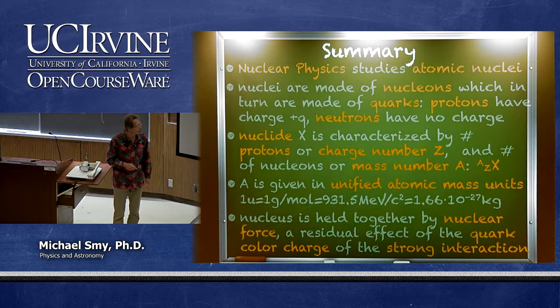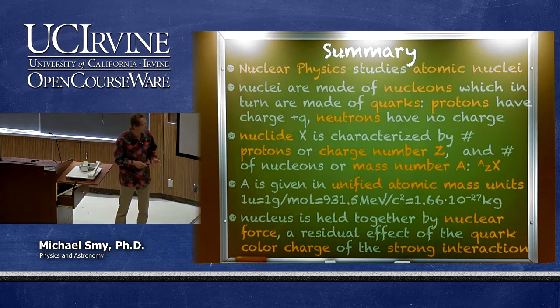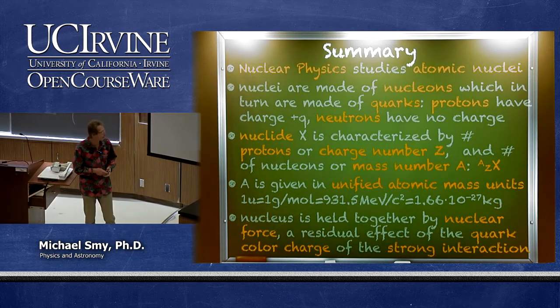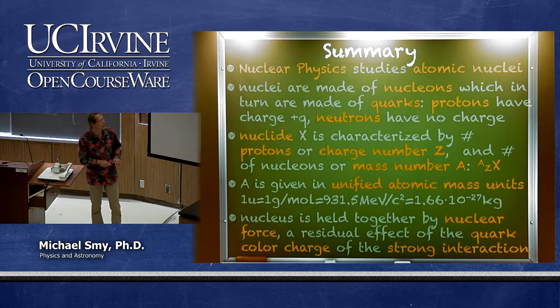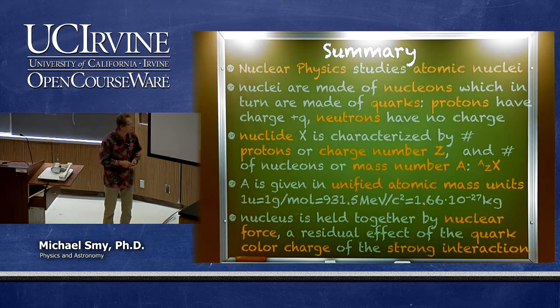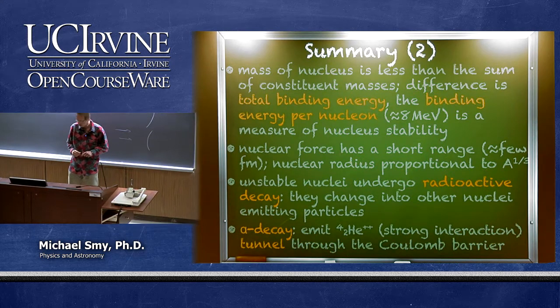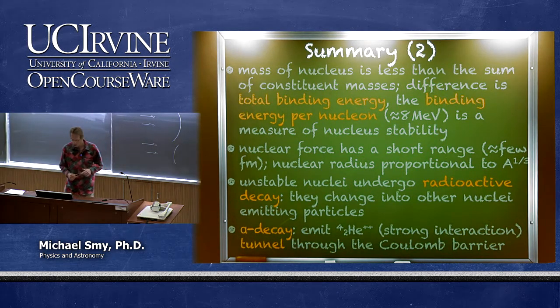The nucleus is held together by the nuclear force, and that is a residual effect of the attraction between quarks. That attraction is governed by a new charge of a new interaction, the strong interaction, and that charge is referred to as color. The mass of the nucleus is less than the sum of the constituent masses, and the difference is made up by the binding energy. The binding energy per nucleon is approximately 8 MeV, and it can be used as a measure of the stability of the nucleus.